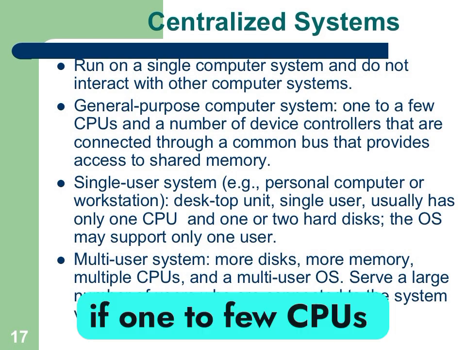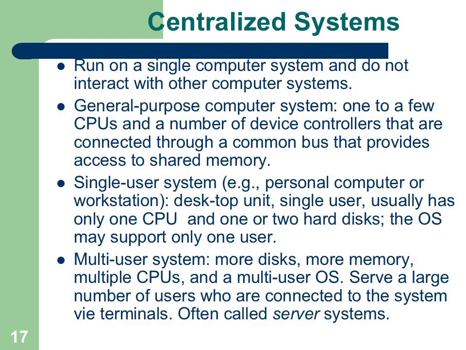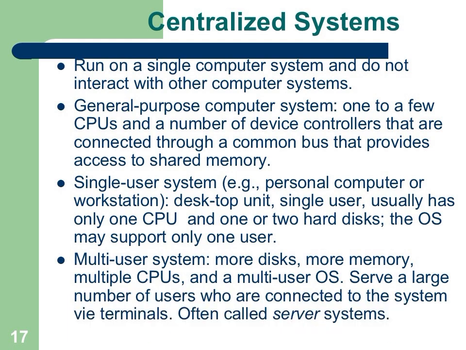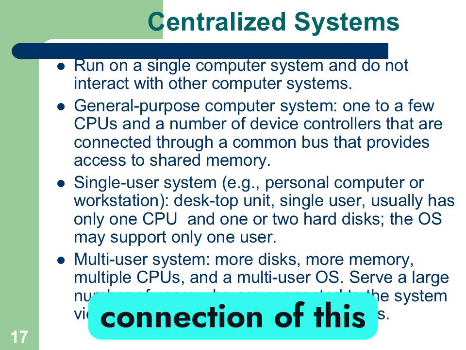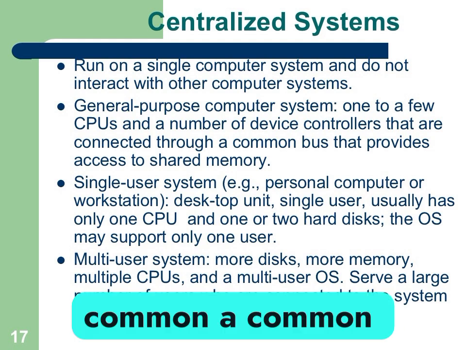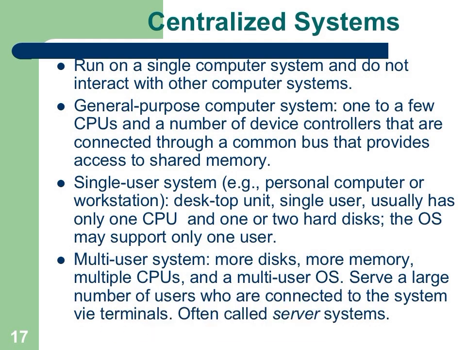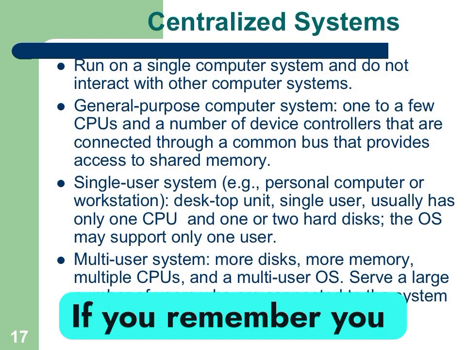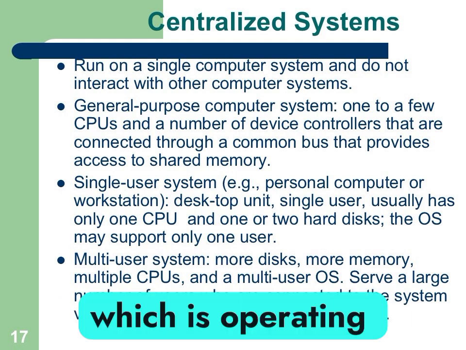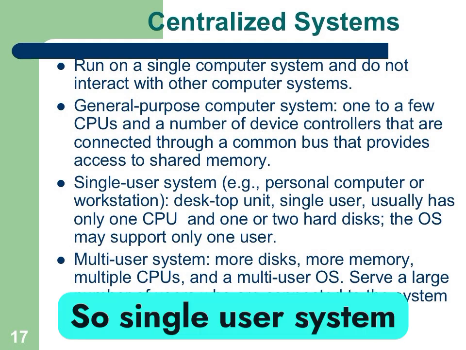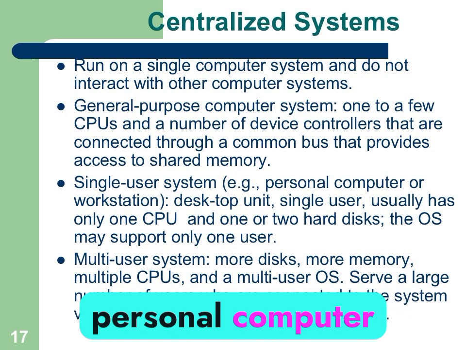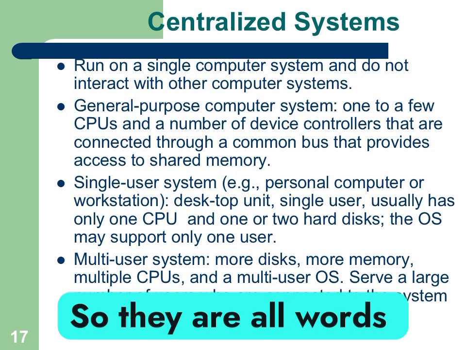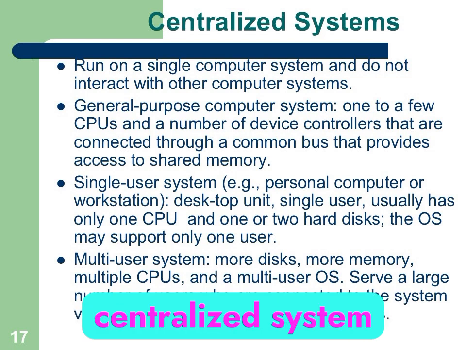So also we said these are our general purpose computers or general purpose databases, and they have one to few CPUs with a number of devices that are controlled through the connection of this database through what we call a common bus. This is the typical operating system scenario, which provides access to a shared memory. If you remember, you are saying 213, which is operating system, very well. So single user system examples are the personal computer, a workstation, and the desktop unit. They are all forms of this centralized system.